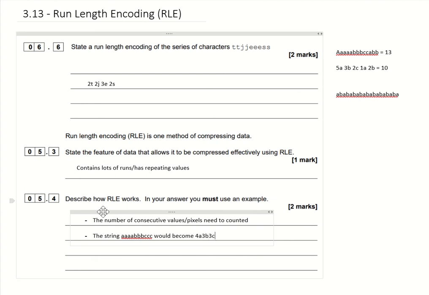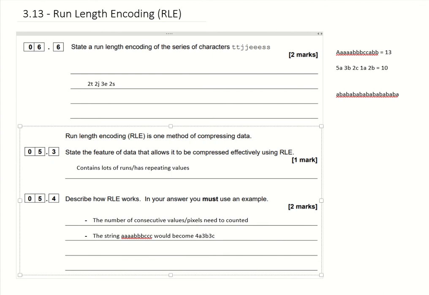The key to this one is explaining that the number of consecutive values or pixels are counted, and then you can give an example of how it's built up. We did it here, and there you go, guys. That's how you answer run length encoding questions on this exam paper.